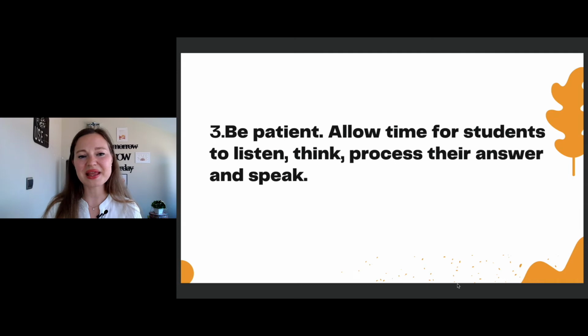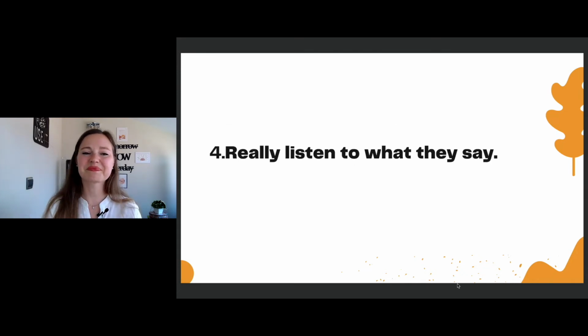Tip number 3, be patient. Allow time for students to listen, think, process their answer, and speak. Tip number 4, really listen to what they say. Be attentive. Sometimes your students may signal whether you made a mistake in your planning, and you need to be really very attentive to what they tell you.